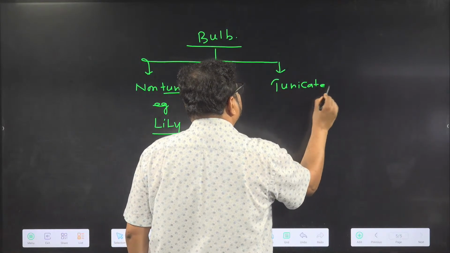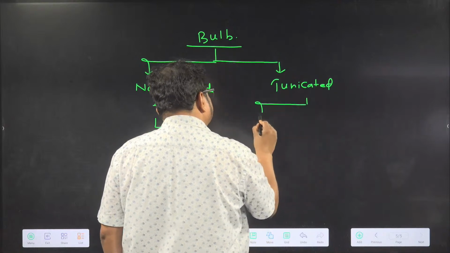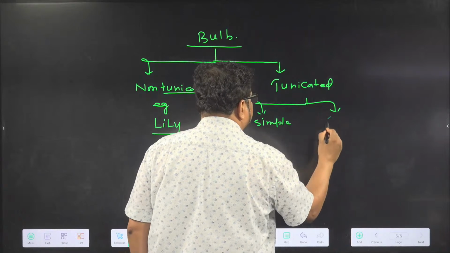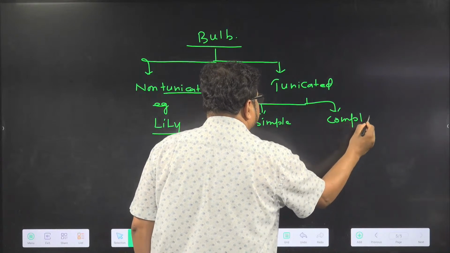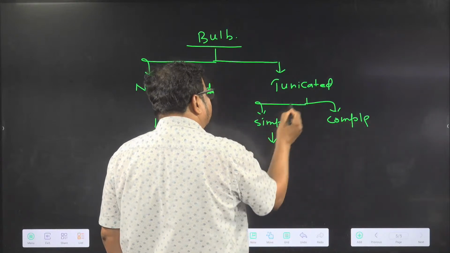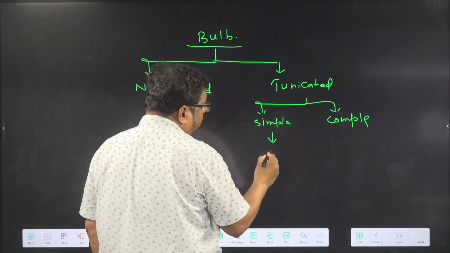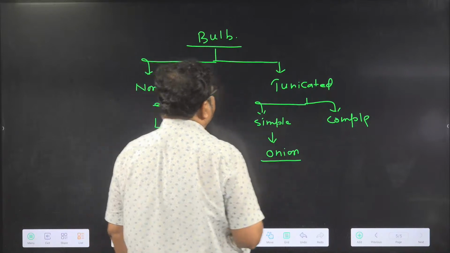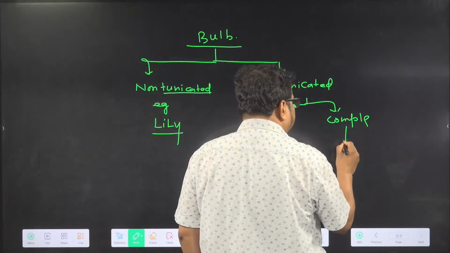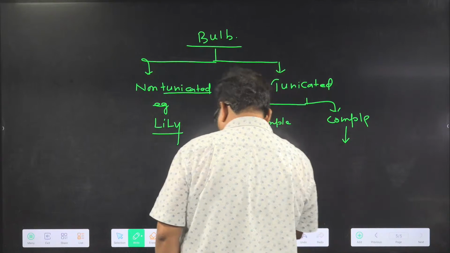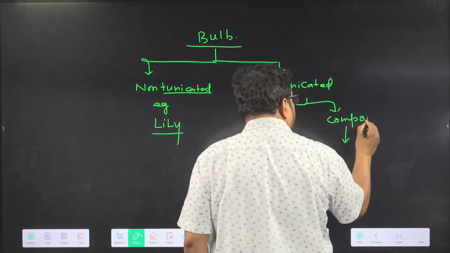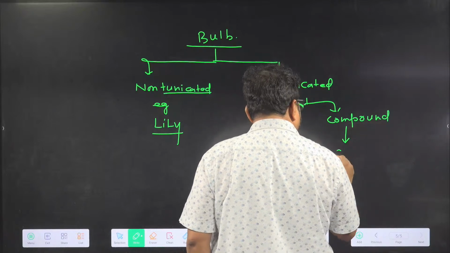Tunic means cover. It is of two types, simple and compound. The simple example given in NCERT, they did not write it like this, they wrote onion. I am telling you, onion is which kind of bulb? Simple tunicated bulb. And compound, the example is which one? Garlic.